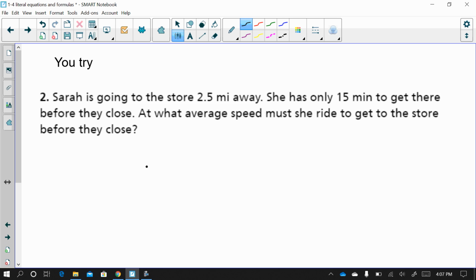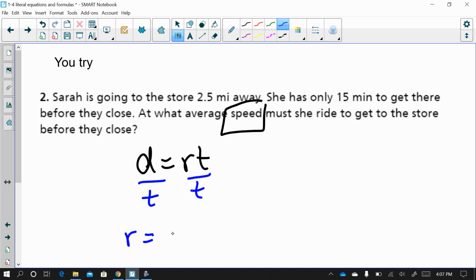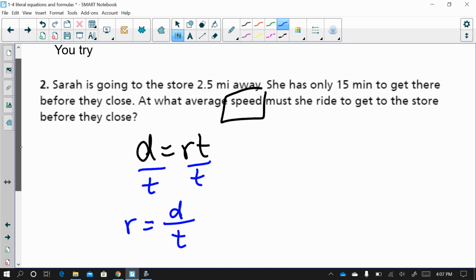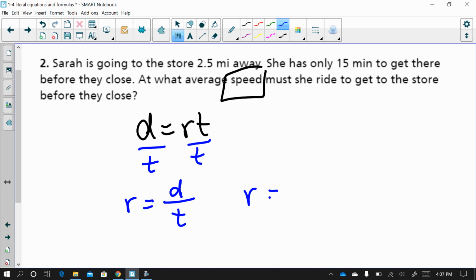Okay, again, we're going to use D equals RT. Again, I'm looking for my rate. So to get R by itself, divide both sides by T. Okay, so R equals distance over time. So what is my distance? 2.5 miles. My time, okay, 15 minutes.